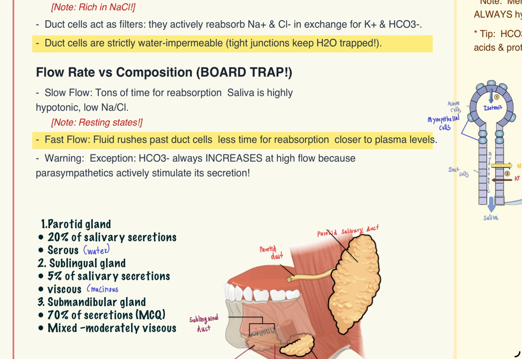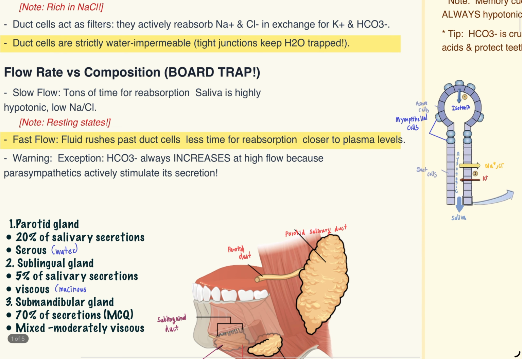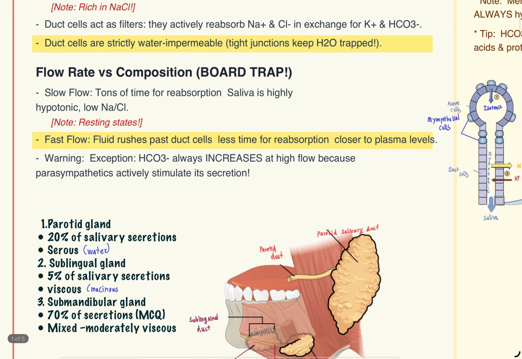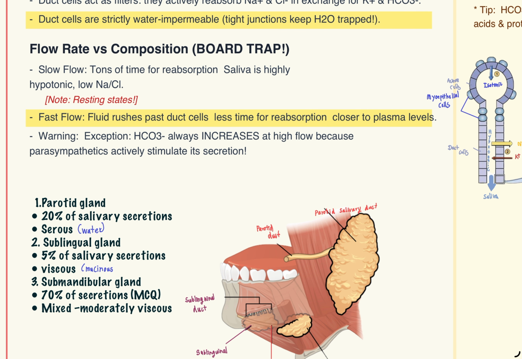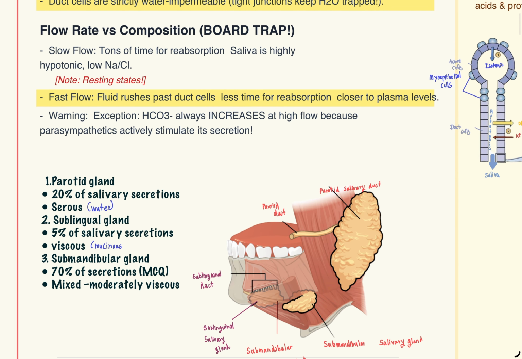If the flow rate is high, the fluid rushes past the duct cells and less time is there for reabsorption. So it is closer to plasma levels. If they can't reabsorb sodium and chloride, then it is not hypotonic, but closer to plasma level. But bicarbonate always increases at high flow rate because parasympathetics actively stimulate its secretion.